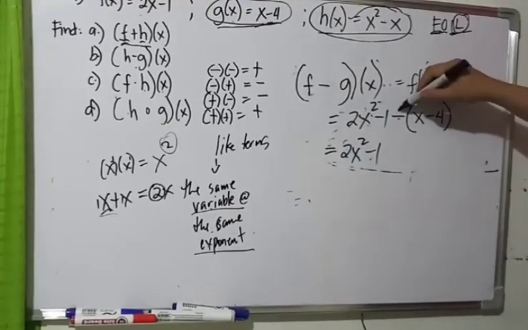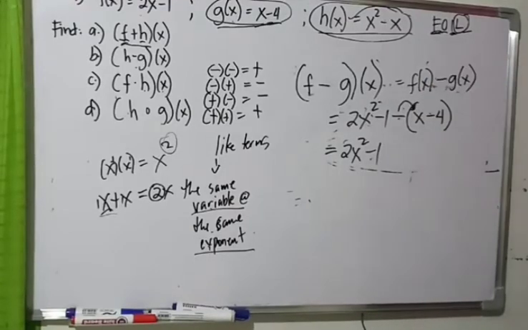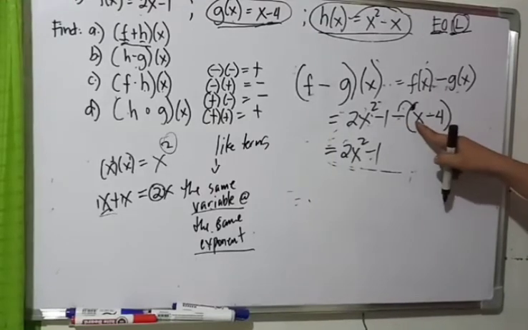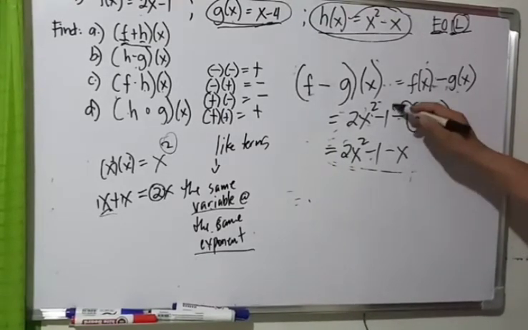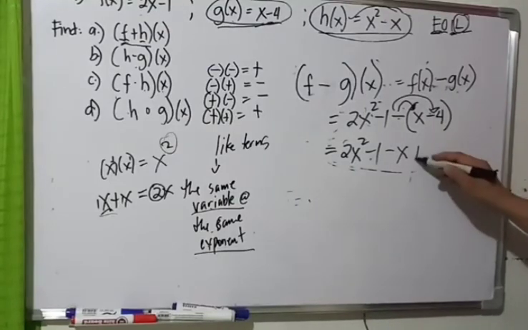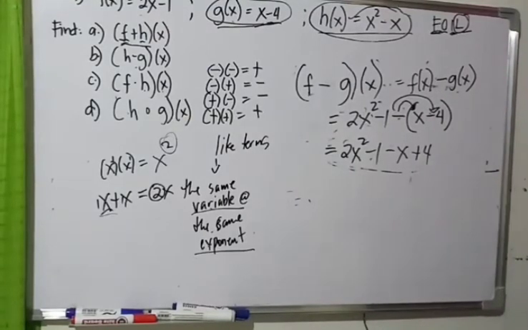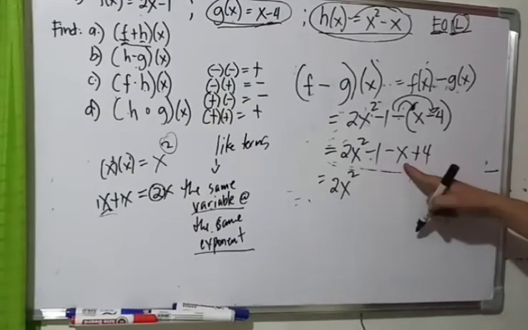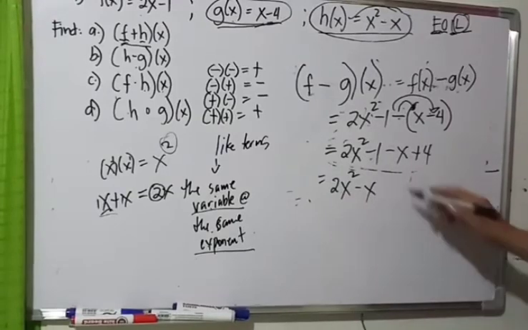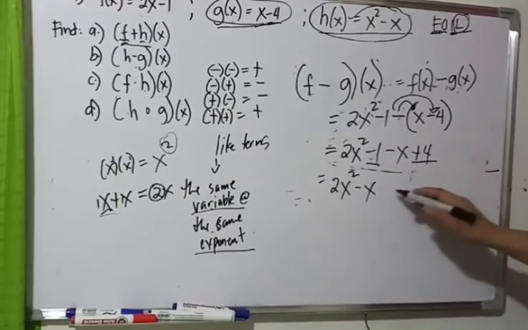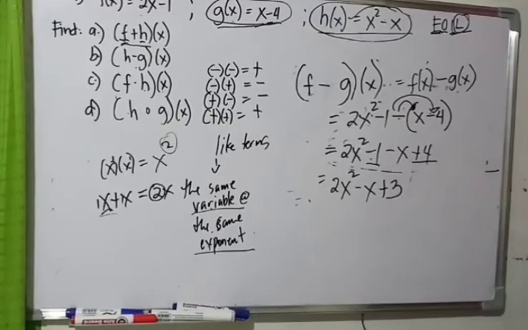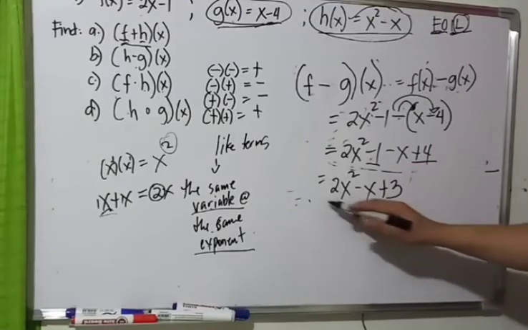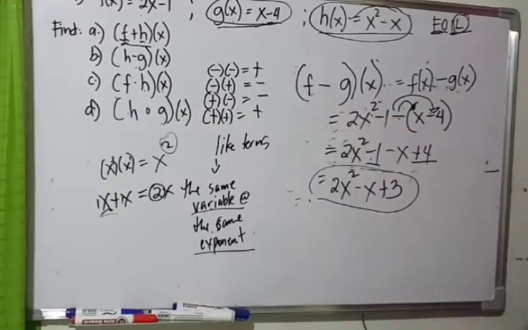Remember, distribute the negative one by one. So negative times x, that is negative x. Negative times negative 4, that is positive 4. Then combine like terms: 2x squared, then minus x, then negative 1 plus 4, that is positive 3. So that is f minus g times x.